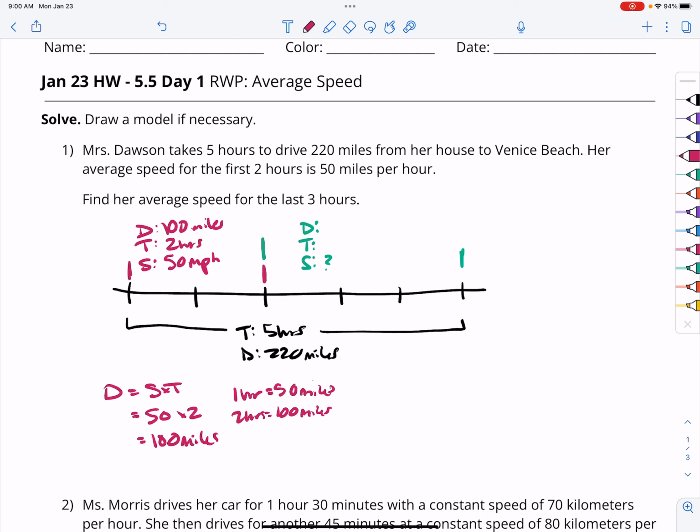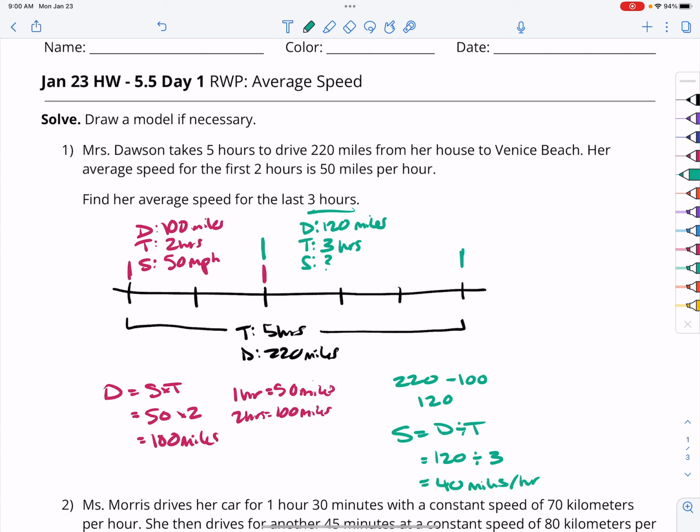So that means if our whole drive is 5 hours and she's already driven 2, we know we have 3 hours here for that second chunk, and it's asking us about those 3 hours, and we can figure out our distance. The total distance is 220 miles. She's already driven 100 miles, so that must mean she has 120 miles to go. And now we can use our formula for speed, where speed equals distance divided by time. And the distance that she traveled in those last 3 hours is 120 miles, and we're dividing that up over 3 hours. So that must mean that she traveled 40 miles per hour.